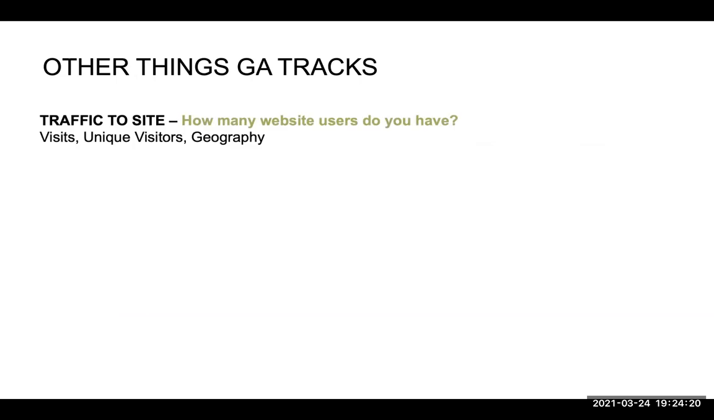Other things Google Analytics tracks: how many website users do you have, visits. So when it talks about traffic, it looks at visits, unique visits, and it looks at geography, in terms of country. Sometimes it looks at city. Especially if you're an international brand, you want to know which countries your visitors are coming from. And if you're a national brand, you want to see where in your country most of the visitors are coming from, because it could mean that you could run some additional campaign, for example, on social media, targeting those specific areas.